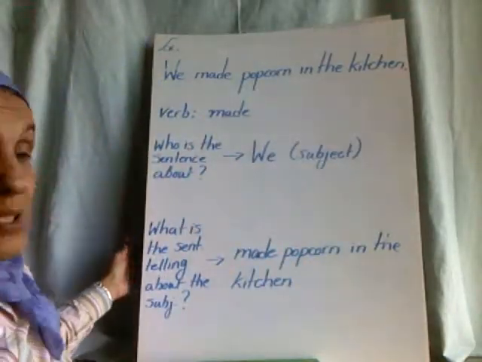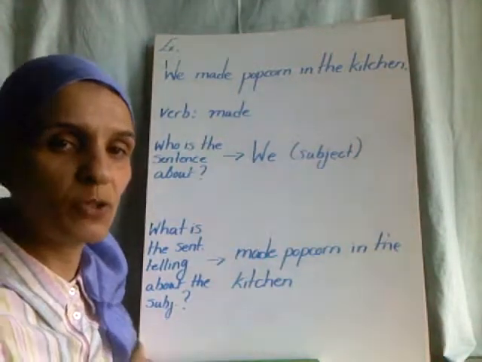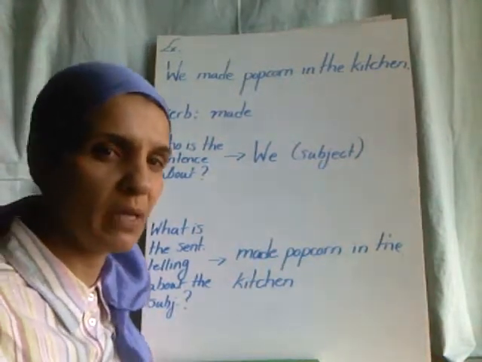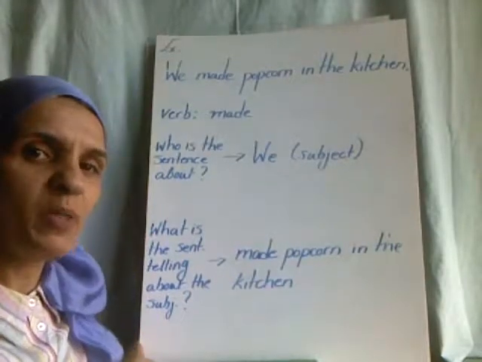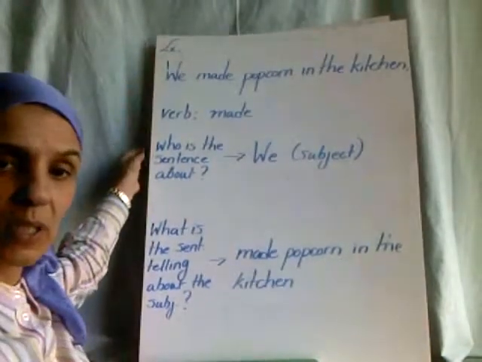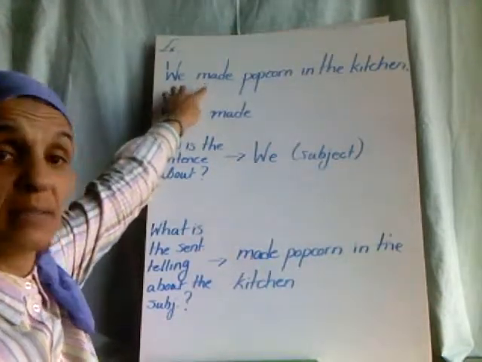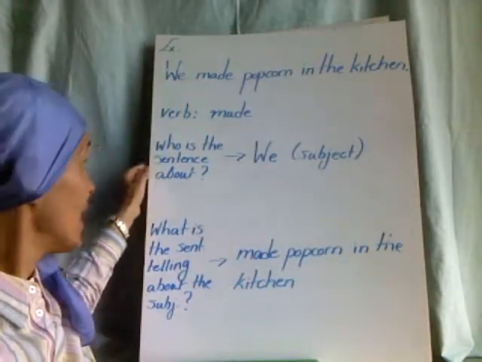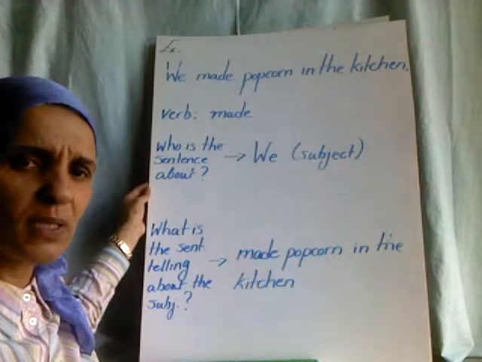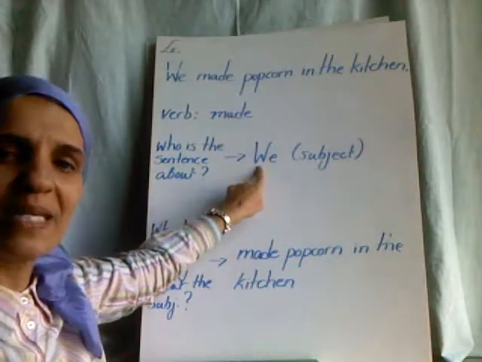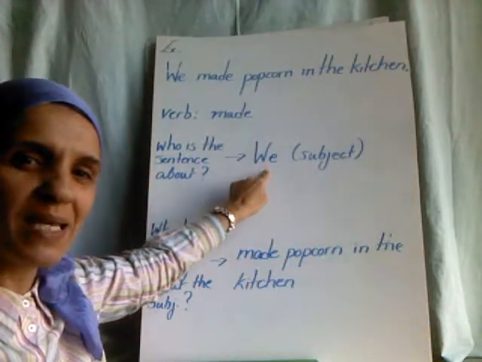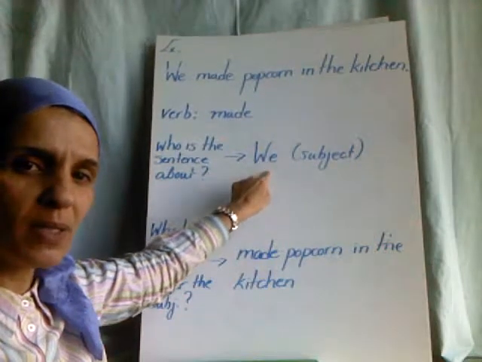I've written another example here, but this time I haven't used color coding. We made popcorn in the kitchen. What is my verb? My verb is the word made. That's my verb. And who is the sentence about? The sentence is about we. So we here is my subject.